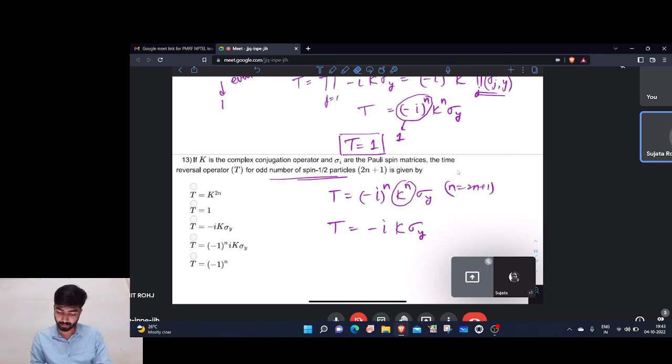The -1 to the power n was ticked as the correct answer, but when I wrote this minus iota K sigma y, it was marked wrong, because these two are similar. So if one is wrong, then the other has the same result. Maybe. But since I do not know how the answers are written in this form, the correct options are these things.